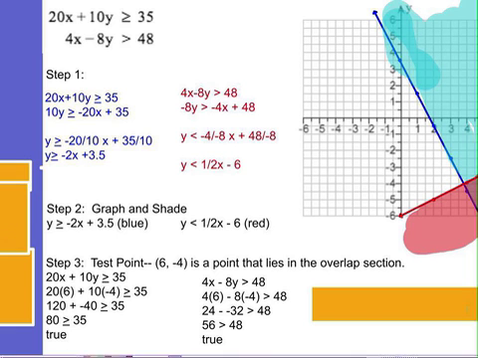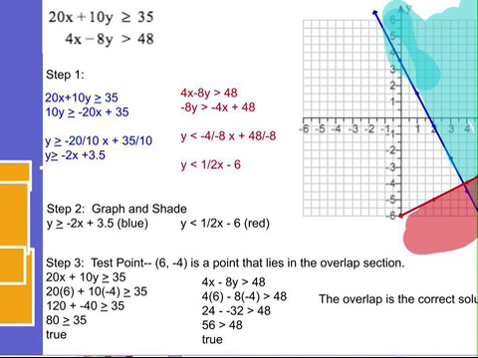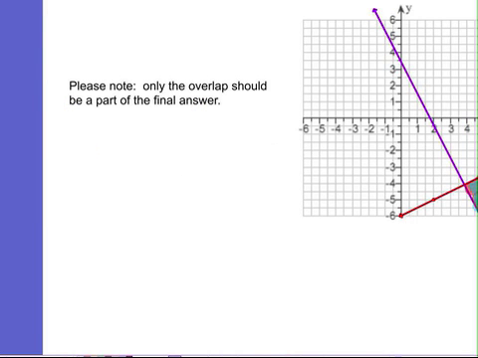For my second equation, again, 4 times 6 minus 8 times a -4 is greater than 48. So I get 24 minus a -32 is greater than 48. 56 is greater than 48, which is true. Since both inequalities turn out to be true, I know that that point is in the correct region. So once again, in my final graph, I only include overlap right there.